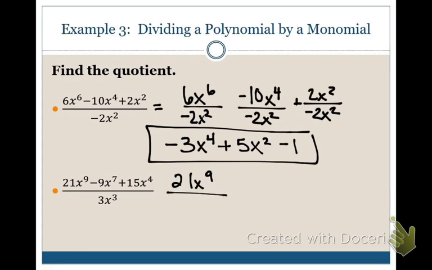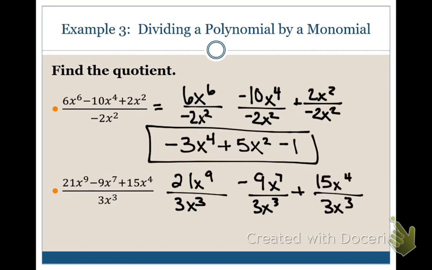21x to the 9th over 3x to the 3rd minus 9x to the 7th over 3x to the 3rd. Why did I subtract? Because 9 is negative in the original. Then 15x to the 4th over 3x to the 3rd. Now I can reduce. What's 21 divided by 3? 7x to the 6. X to the 6. Minus what? 3, just 3x.